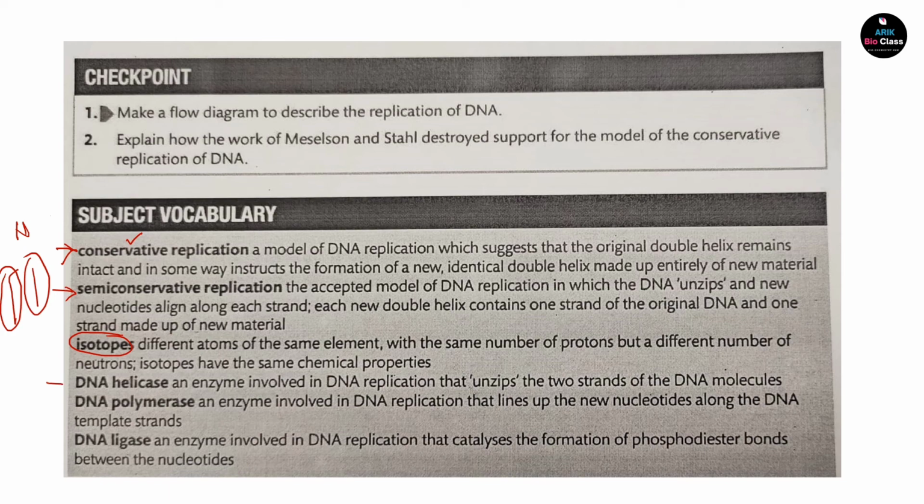DNA helicase is an enzyme which is involved in DNA replication and responsible for unzipping of two strands. DNA polymerase is an enzyme which is involved in DNA replication that lines up new nucleotides along the DNA template strand. And DNA ligase is an enzyme which is very important, which catalyzes the formation of phosphodiester bond between the nucleotides, and the nucleotides will form a single strand, right?